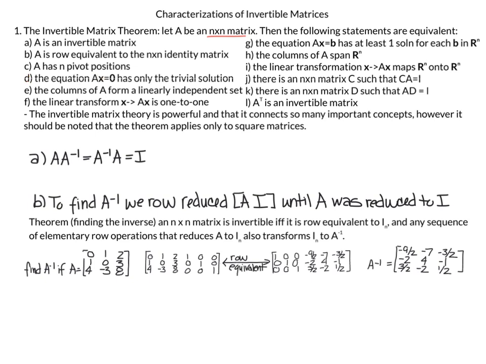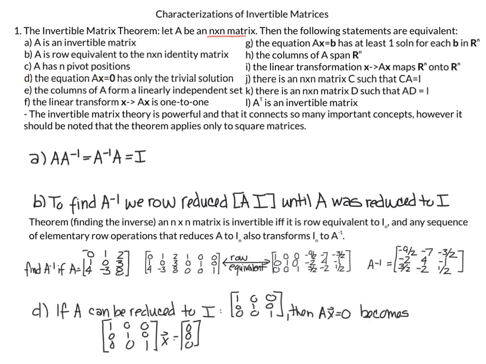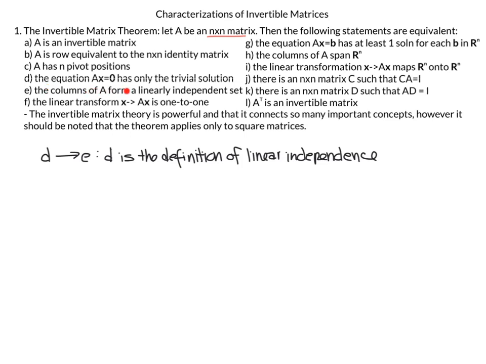D, the equation Ax equals 0, has only the trivial solution. I'm just going to point D back over here. If A is row equivalent to the identity matrix, then we can row reduce A to I. And then Ax equals 0 becomes the identity matrix times x equals 0, which has only the trivial solution. Now this next statement, the columns of A form a linearly independent set. You can see how that's equivalent to D, because D, Ax equals 0 has only the trivial solution, is literally the definition of the column vectors of A forming a linearly independent set.